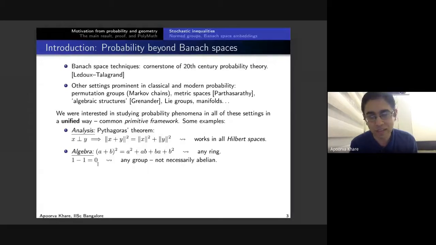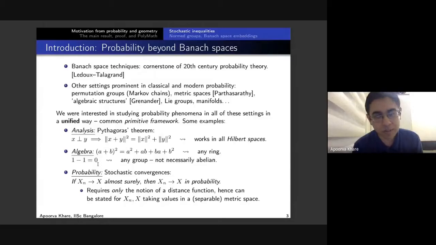In probability, what we were interested in was the idea of stochastic convergence. So here is a primitive framework. Suppose X_n and X are random variables, and X_n converges to X almost surely, then X_n converges to X in probability. This is a very well-known fact in basic probability. To state this fact, you just need the notion of a distance function, the notion of convergence. So you can state it for random variables that take values in a metric space, because you just need distance. The remarkable and nice property is that this statement can not only be formulated for a metric space, it can be proved in that generality. So the most primitive framework in which you can frame a statement, you can also prove it there.